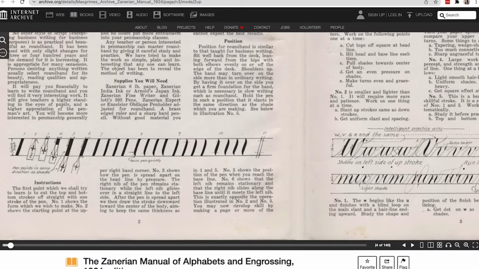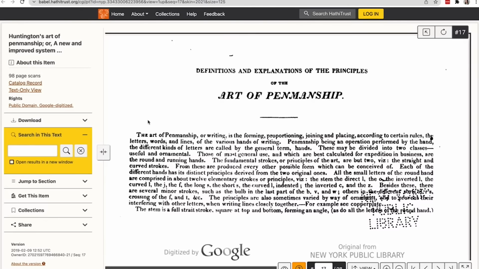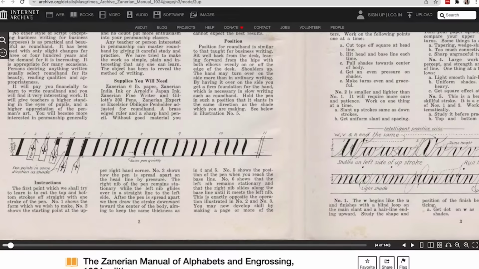Something else that we wanted to talk about was the tools used. So this is the first example where I've seen what looks like a pointed pen with a steel nib. In these other lessons, the earlier ones, it is assumed that you're using a quill, which is like a feather that you cut to make it so that it's kind of like a pointed pen nib. And you dip it in ink and you write on the paper.